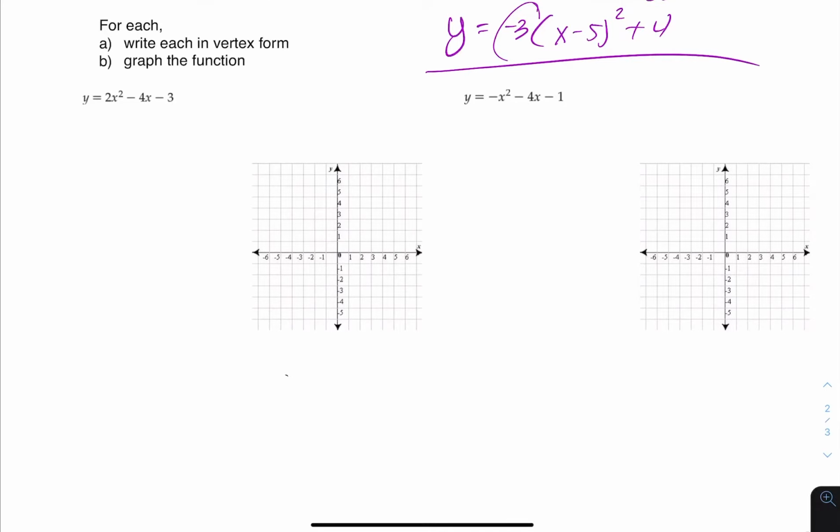Next one, write each in vertex form and then graph the function. So we have to write in vertex form and graph it. Remember, I don't care how you write in vertex form: use the quadratic formula, complete the square if you want, or just find the vertex. So let's find the vertex.